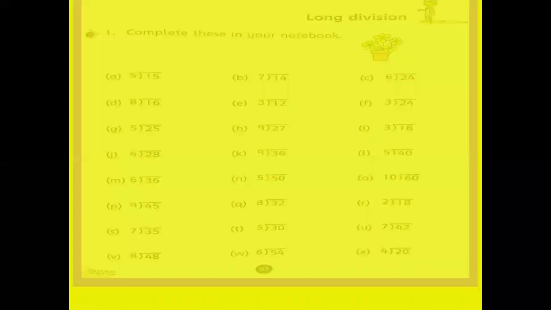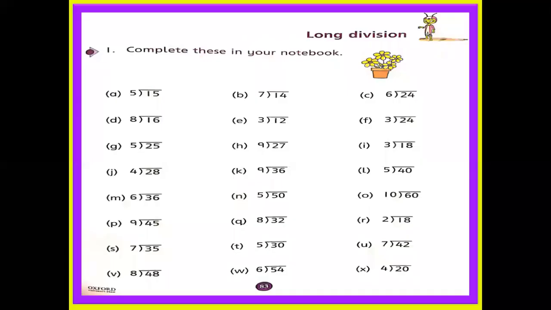So now start page number 83. Long division. Complete these in your notebook. Okay. Complete these in your notebook, but you can write here. So 15 divided by 5. What is 15 divided by 5? Read the table of 5.